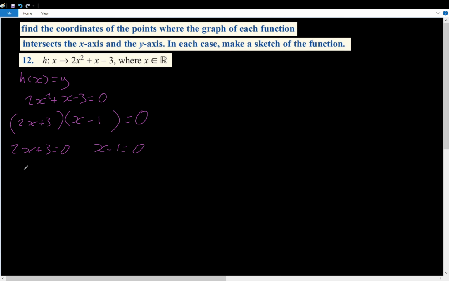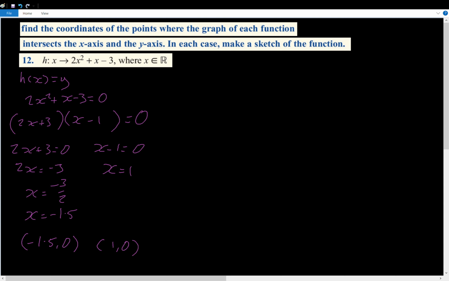And if we solve for x on both of these, we're going to get 2x equals minus 3, so x equals minus 3 over 2, which means x equals minus 1.5, and for the other one we're just going to get x equals 1. And since we're looking for coordinates on the x-axis, we know the y value is going to be 0, so the two coordinates we end up with are minus 1.5, 0 and 1, 0. So those are our two coordinates of where this function crosses the x-axis.